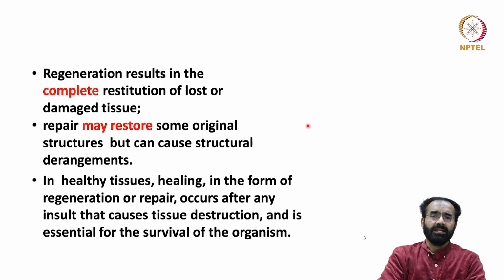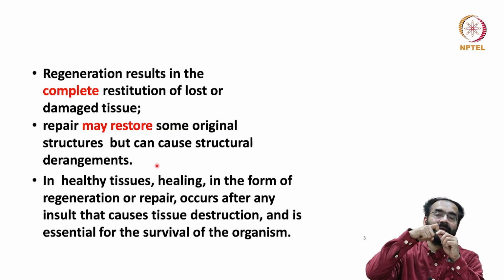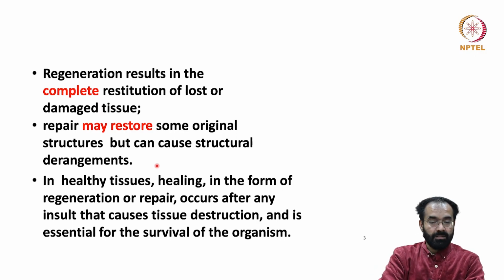However, repair, what we call the milder version of regeneration, is capable of restoring some original structures but can cause structural derangements. For example, if a person's bone is fractured and the orthopedician does not stretch the bone and put it in the right position, you will end up having a bent bone. Instead of straight, it will heal in that direction. So the structural derangement has to be taken care of properly.